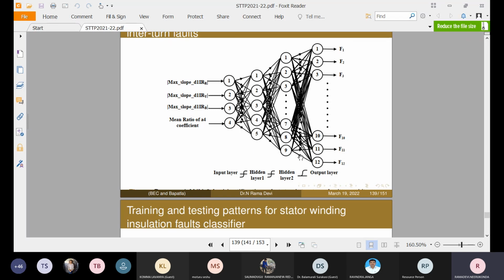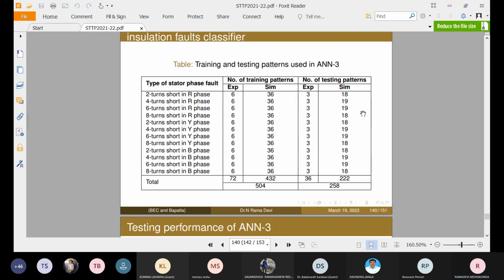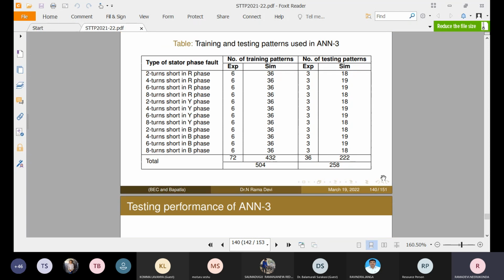The output we get from this network is the severity level and phase identification of the stator interturn fault. There are 12 levels of faults we represent from that network: 2-turn, 4-turn, 6, and 8-turn short circuits in R phase. Similarly, 2, 4, 6, 8 turns in Y phase and 2, 4, 6, 8 turns short circuit in B phase. So these are the training and testing patterns.